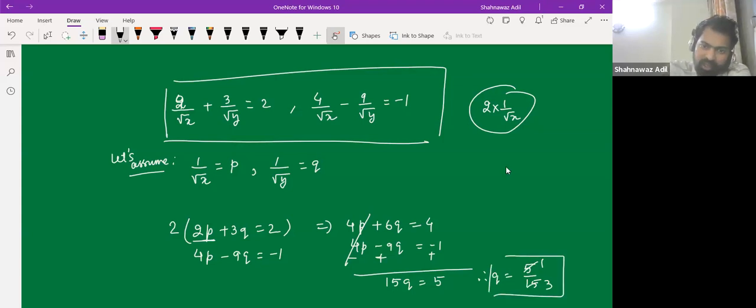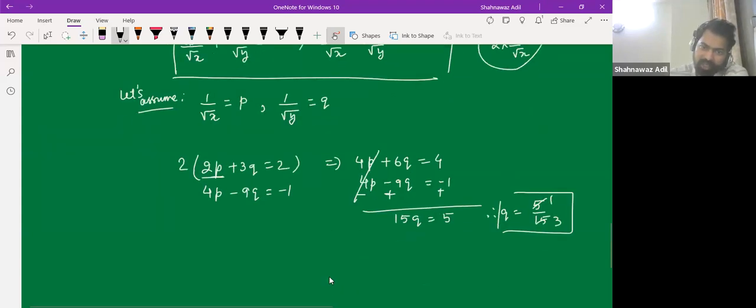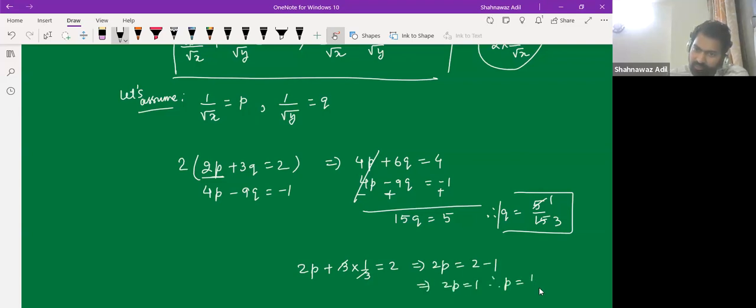And how much would be p? So 2p plus 3 into 1 by 3. This is 2p plus 1 equal to 2, so 2p is 2 minus 1, so 2p is 1. So p is half. Now we have solved p and q.